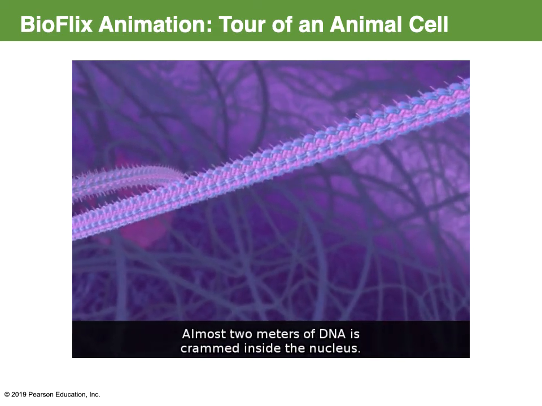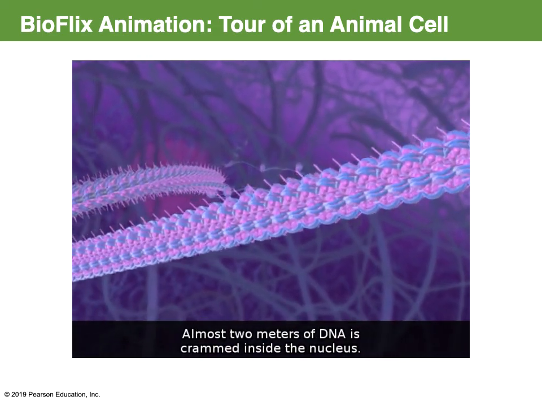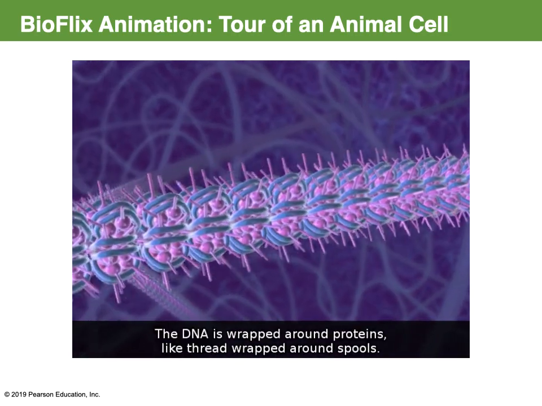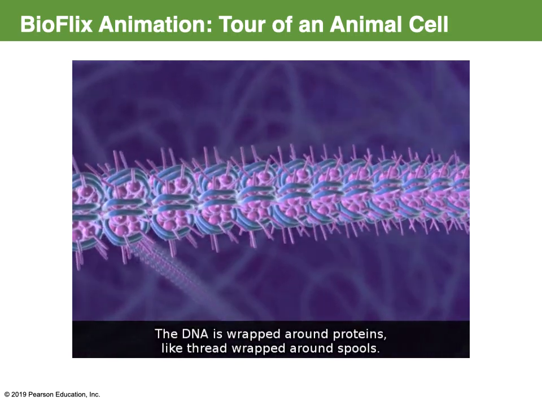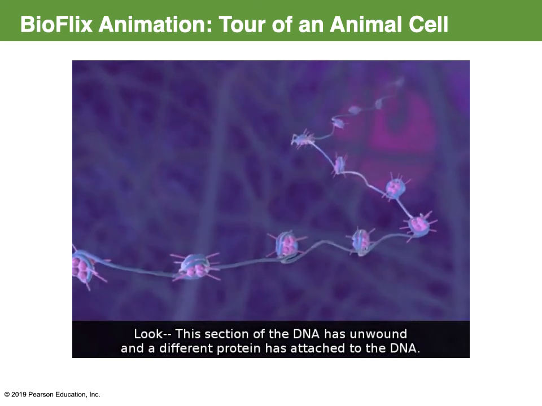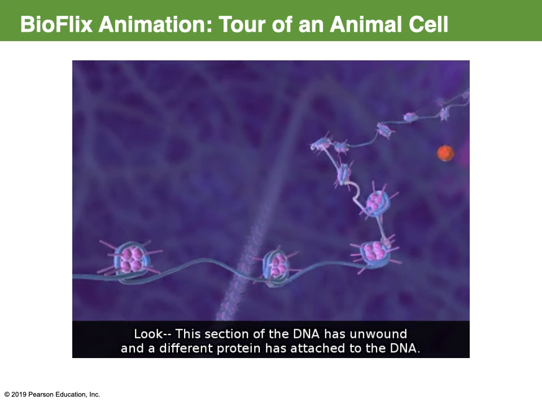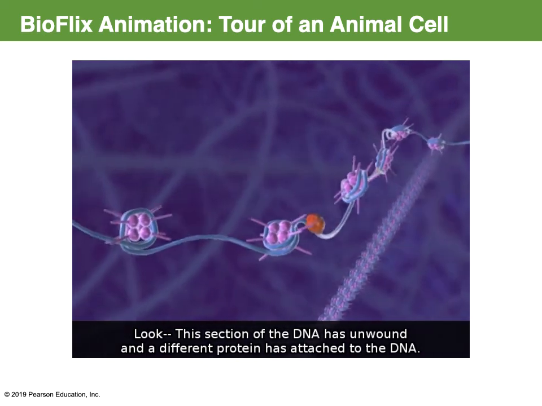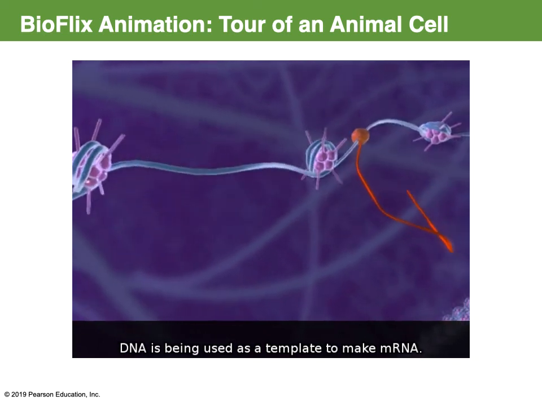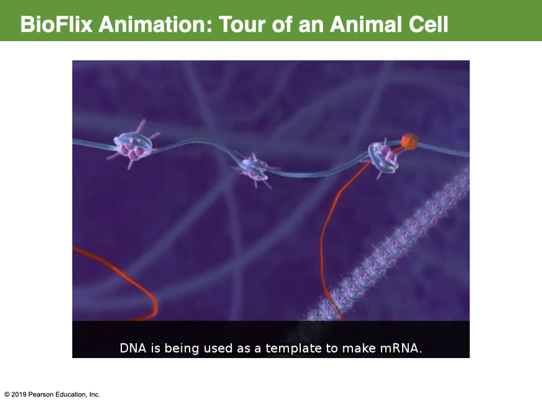Almost 2 meters of DNA is crammed inside the nucleus. How does it all fit? The DNA is wrapped around proteins like thread wrapped around spools. Look, this section of the DNA has unwound, and a different protein has attached to the DNA. DNA is being used as a template to make mRNA.